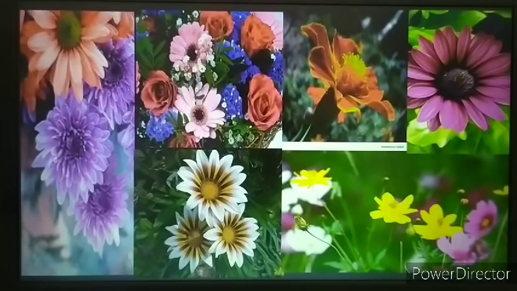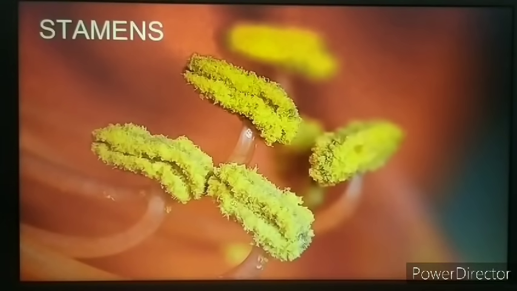Today we are going to learn about pollination. Look at these flowers. They are so beautiful. There are a variety of flowers with different attractive colors in them. But all these flowers have something in them which makes us sneeze. Do you know what? I will tell you. That's the pollen grain present in the stamens.